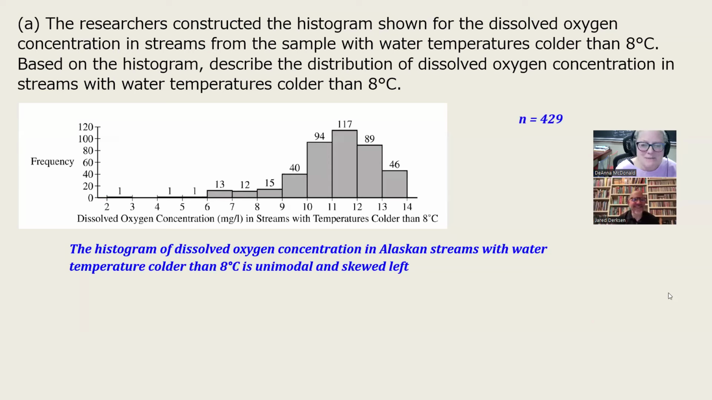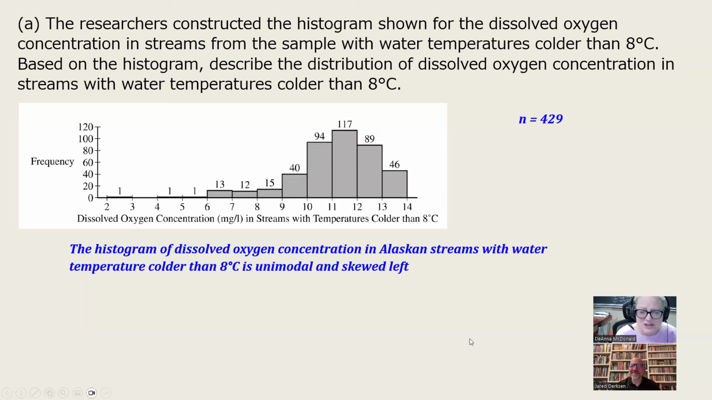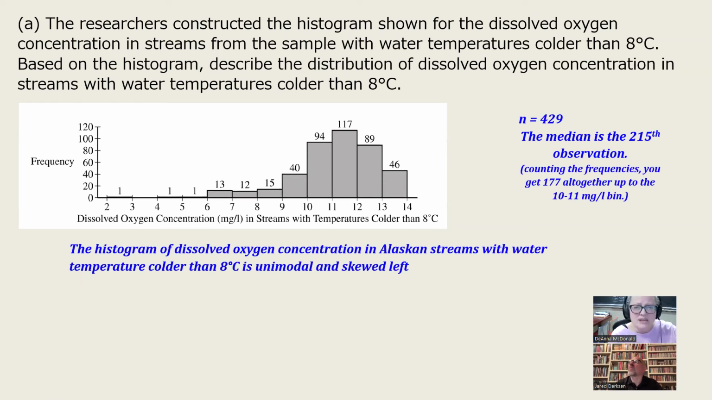All right, so we're going to pop this one in here. There are 429 observations, and I assume that on the AP exam they would have told us that, but if they don't, we just have to add up all the frequencies in each of the bars. It comes out to be 429. And the median is then, we're going to divide up the list into half of the observations less and half more than the median. So that's the 215th observation would be the median. And then I physically have to count. So if I count the frequencies and I get 177, when I add up from everything up to the 10 to 11 bin, I know that in the next bin, the median has to be located. And so that means that the median is between 11 and 12 milligrams per liter.